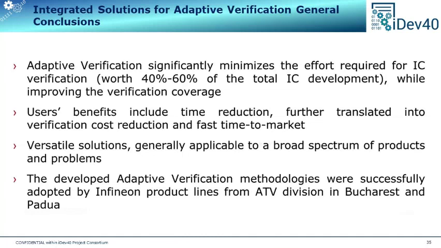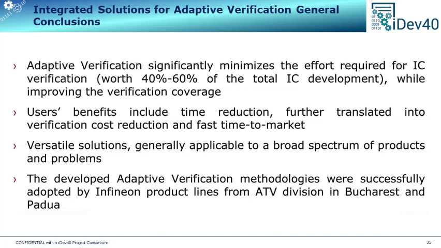The presented solutions developed during the iDev 4.0 project targeted several product lines within Infineon. Based on their feedback, we were able to draw several conclusions. Firstly, our findings significantly minimize the effort required for IC verification, while improving the verification coverage. Considering that the verification process takes 40 to 60% of the total IC development costs, our methods improve the cost-performance trade-off. Moreover, since the percentage is valid for only one IC product, and Infineon develops hundreds of products per year, the market potential is significantly important.